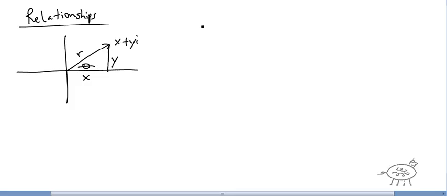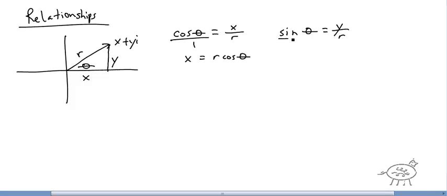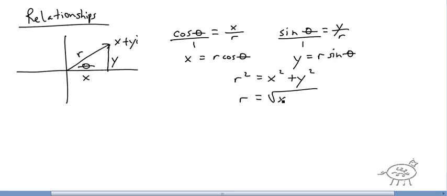So let's make some relationships now. Cosine of theta is our old ratio, x over r. If I cross multiply, I get x equals r cosine theta. Same thing, sine of theta is equal to y over r. Cross multiply, y equals r sine theta. And then of course, using the Pythagorean theorem, r squared equals x squared plus y squared. So I can just say r is equal to the square root of x squared plus y squared.